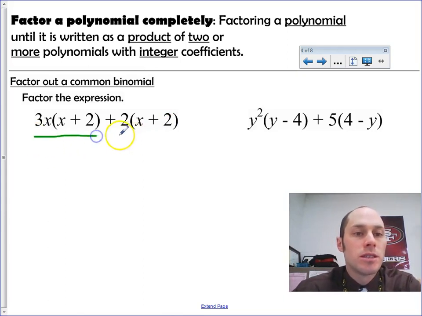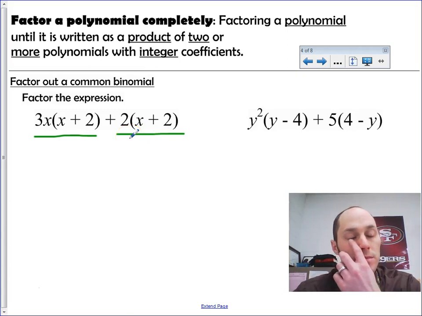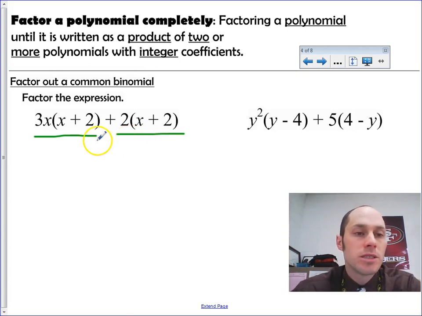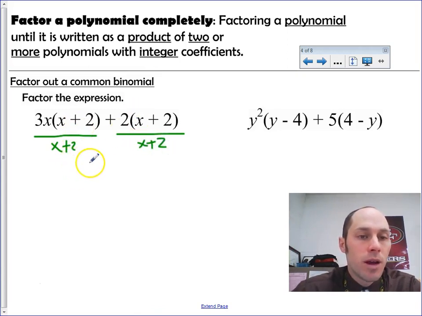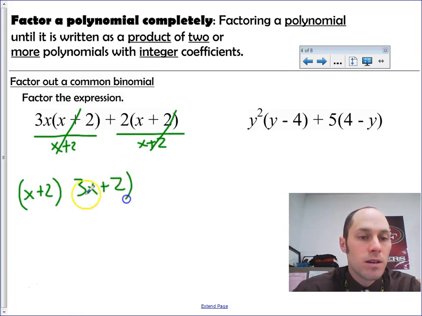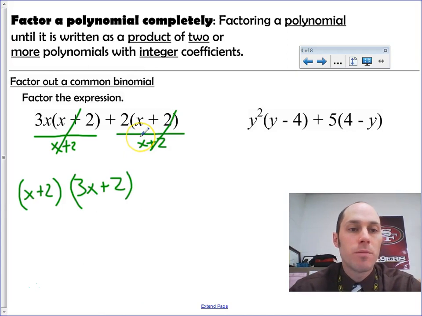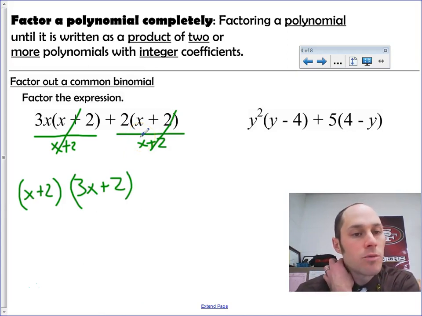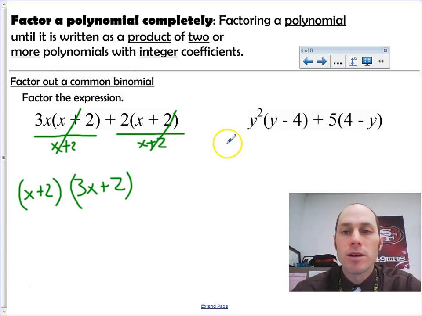So I've got two terms. Each of these terms is partially factored. Well, what do I have in common between these terms? Well, they both have an x plus 2. So if I divide both of these by x plus 2, I'm really pulling that x plus 2 out of those. And what am I left with? 3x plus 2. So in this case, we're looking to factor out a common binomial and rewrite this expression. And that's how we factor it.